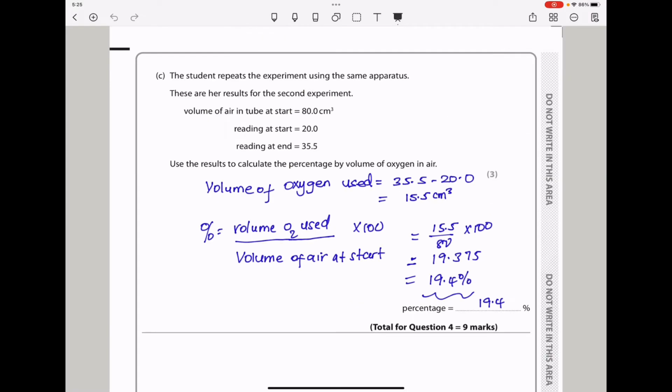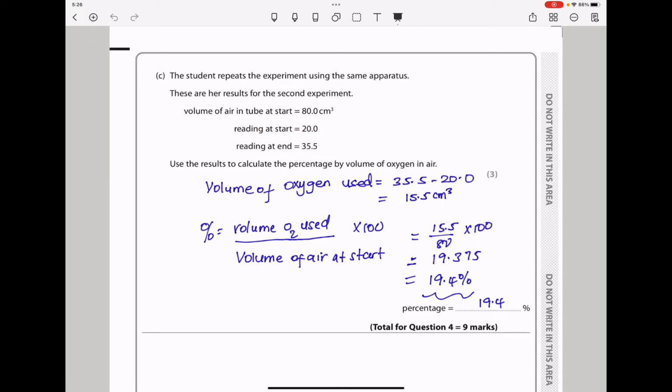Moving on. The student repeats the experiment using the same apparatus. These are her results for the second experiment. The volume of air in the tube at the start is 80.0 centimeters cubed. The reading at the start is 20.0 centimeters cubed. And the reading at the end is 35.5 centimeters cubed. So we are going to use these two readings here to find the volume of oxygen used up.